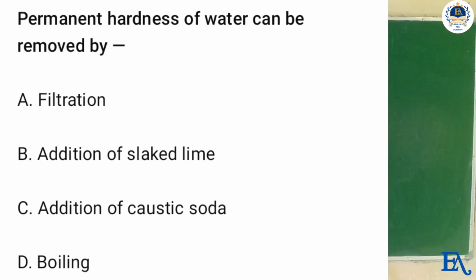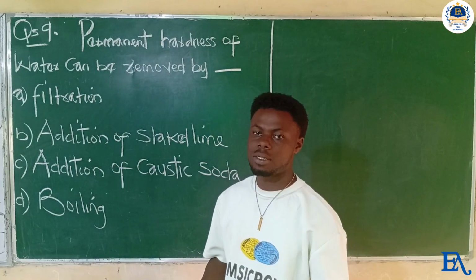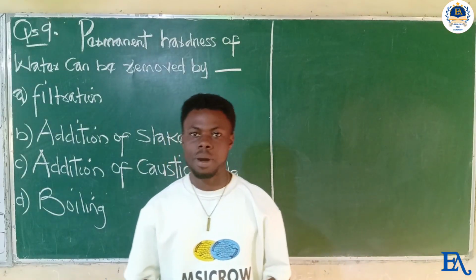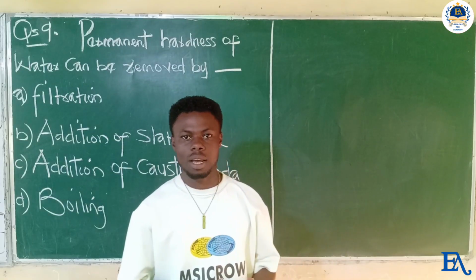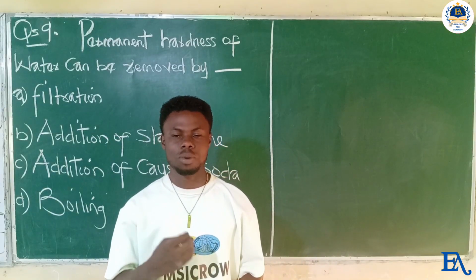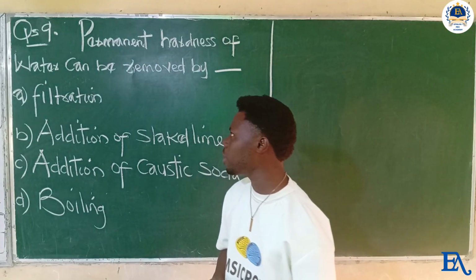Option A, filtration. Option B, addition of slaked lime. Option C, addition of caustic soda. And option D, boiling. So permanent hardness of water is caused by calcium sulfate, magnesium sulfate, calcium chloride, and magnesium chloride. So these salts cannot be removed by boiling.